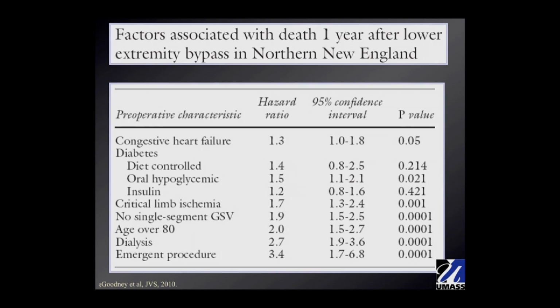When we looked at factors associated with death, we saw that CHF, diabetes, critical limb ischemia, absence of a single segment greater saphenous vein, age over 80, dialysis, and urgency of the procedure were all independent predictors.